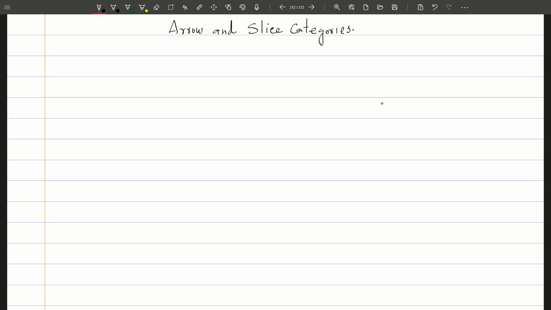In this lecture, we will study the arrow and slice categories. We know that if we are given a category, say A, we can create a new category using the dual notion, and we call that category the opposite or dual category of A. Similarly, if we are given two categories A and B, then we construct a new category called the product of A and B. This is called the product category.